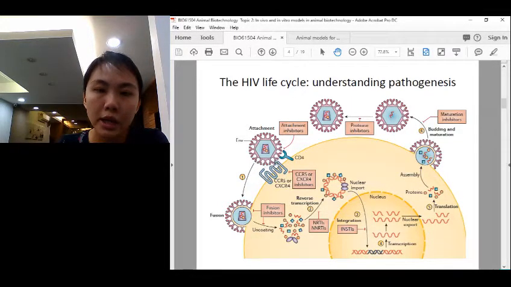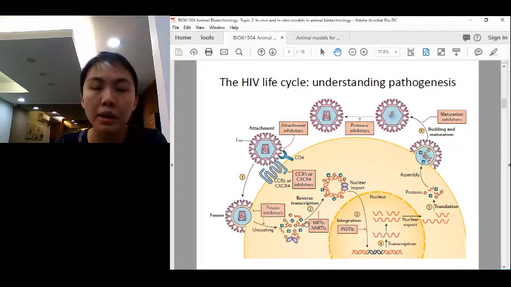So once they are attached to the immune cell receptors, they will fuse with the plasma membrane and uncoat, where they will release the internal materials, including viral nucleic acids and viral proteins, which assist them to reverse transcribe. As I've mentioned earlier, HIV is a type of RNA virus. So they will first undergo reverse transcription before they are imported through the nuclear membrane into the nucleus, where they will integrate into the host genome.